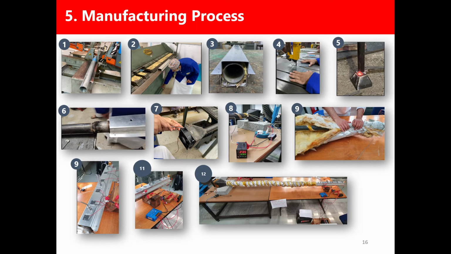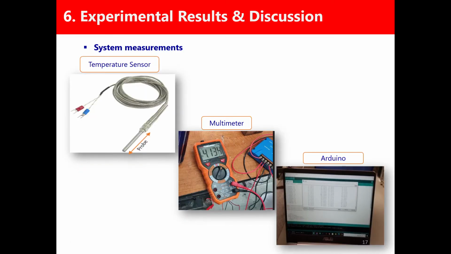To get the experimental results, we need some system measurements, starting from temperature sensors. We use one in the duct and 3 on the exhaust, then the multimeter also to determine the voltage and current of the thermoelectric generators, and Arduino to see the readings of temperature sensors.